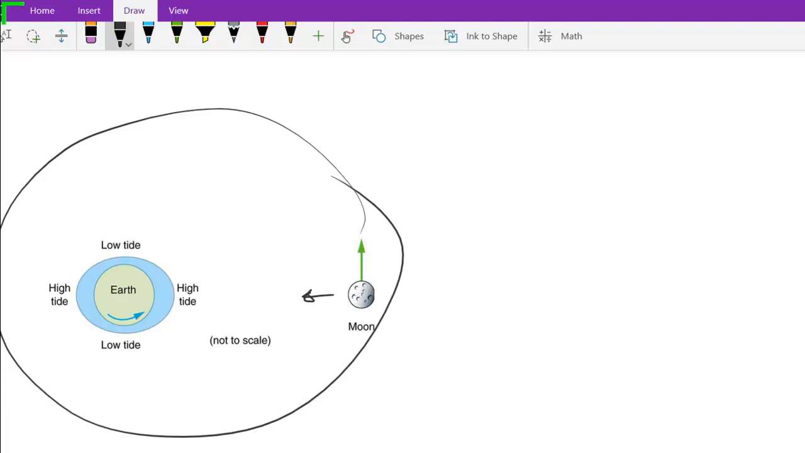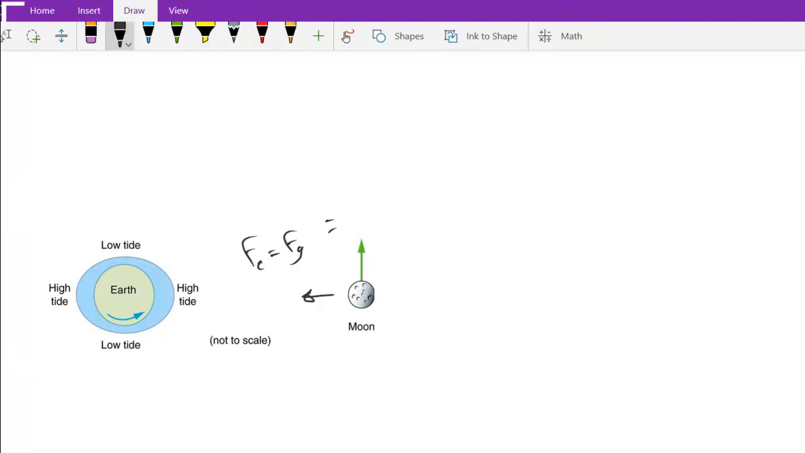We talked about this previously, and so our centripetal force here is the gravitational force between the Earth and the moon, which is equal to G, the gravitational constant, times the mass of the Earth times the mass of the moon, divided by the distance between them. So I guess the distance from the center of the Earth to the moon. We'll call this radius Earth to moon, squared. And that would be the gravitational force that keeps the moon moving in a circle.